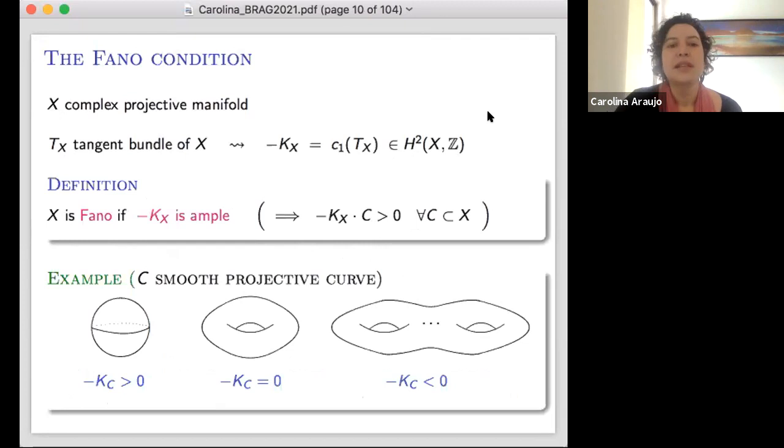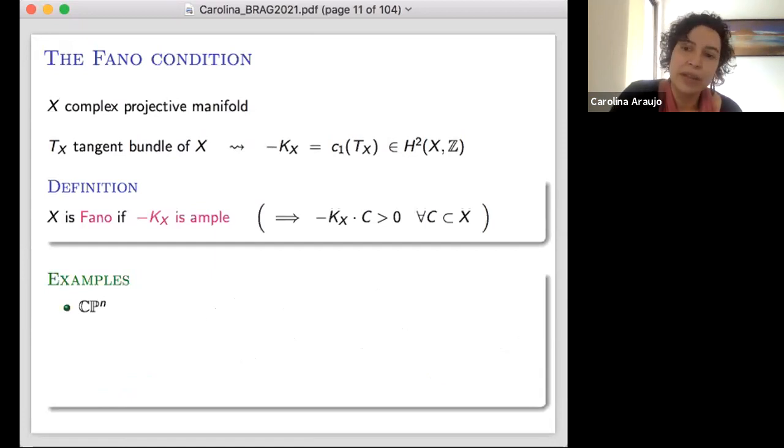So, for instance, for curves, the canonical class gives us the usual trichotomy. We divide the smooth projective curves into three well-known classes: positive, zero, and negative curvature, or genus 0, genus 1, and higher genus. This trichotomy is given in terms of the sign of the canonical class, and the Fano ones are exactly those with genus 0.